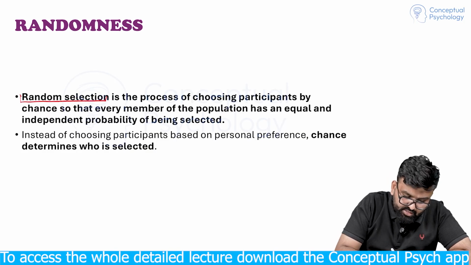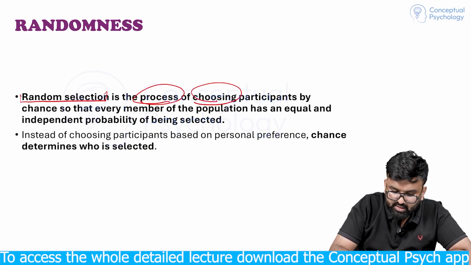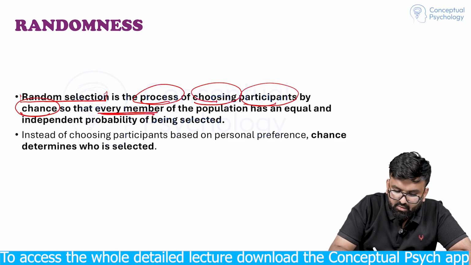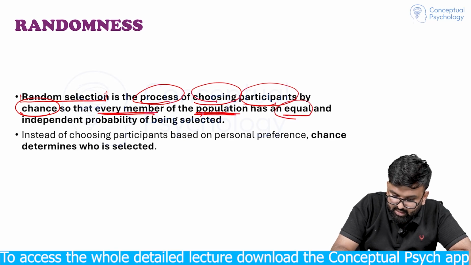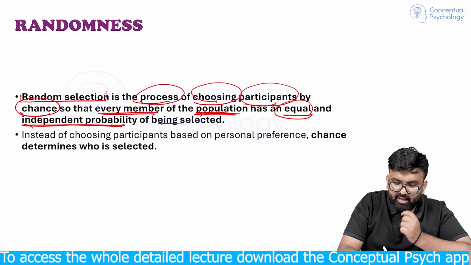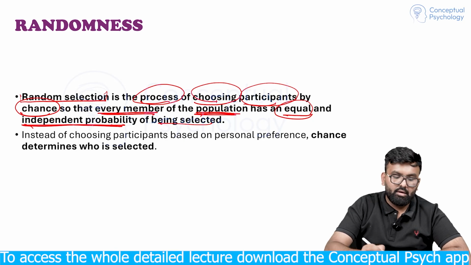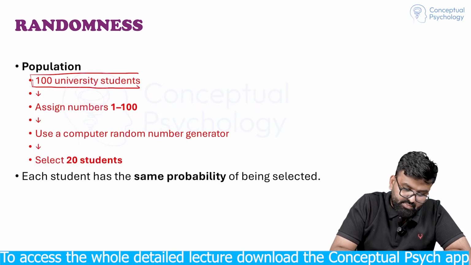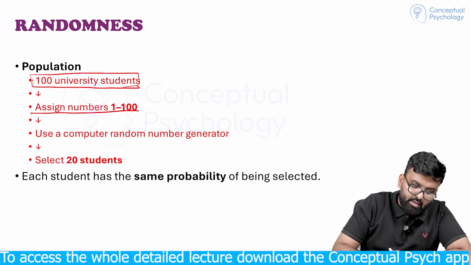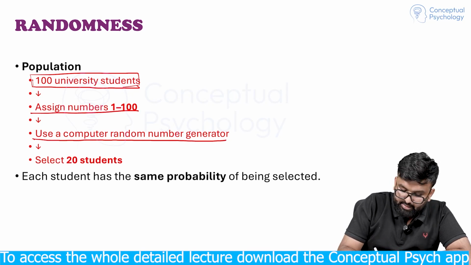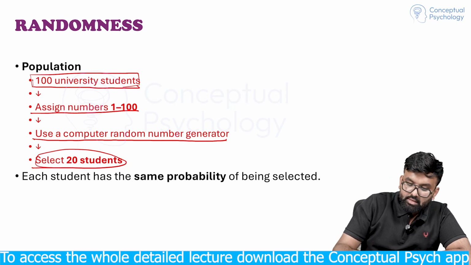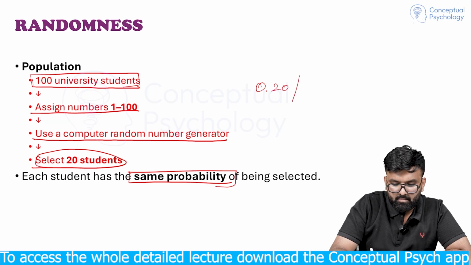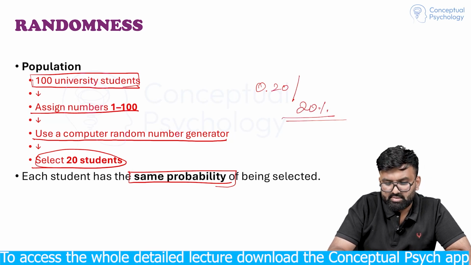Then random selection is the process of choosing participants by chance so that every member of the population has an equal and independent probability of being selected. This is called random selection. Like 100 university students is the population, assign numbers 1 to 100, use a computer random number generator, select 20 students. Each student has the same probability, that is 0.20 or 20% chance of being selected.